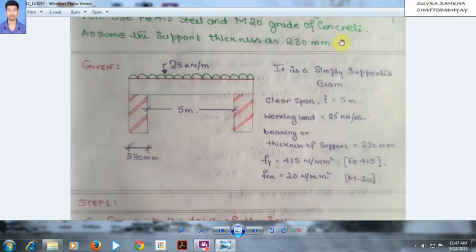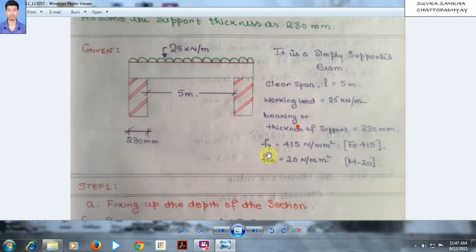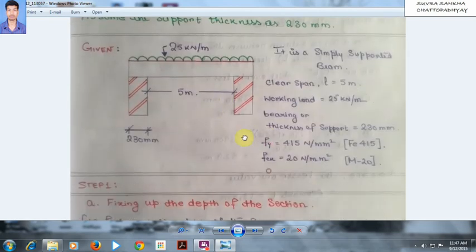So this is our question, and now we have the given materials which we get from this question. This is our simply supported beam, which has a superimposed load or live load of 25 kN per meter, a clear span of 5 meter, and a bearing, or thickness of the support, of 230 mm.